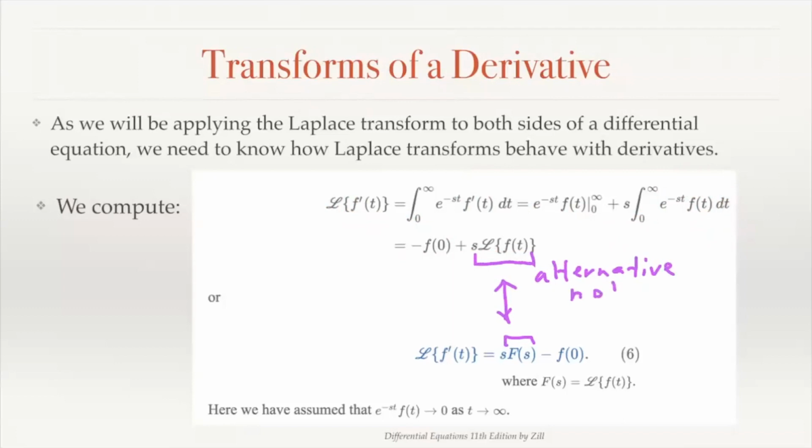And instead of writing the Laplace transform of f of t, we have this shorthand notation, where we'll often just write that the Laplace transform of little f is big F. So same thing. So more compactly, we say that the Laplace transform of f prime is s times big F of s, the Laplace transform of little f, minus f of 0.